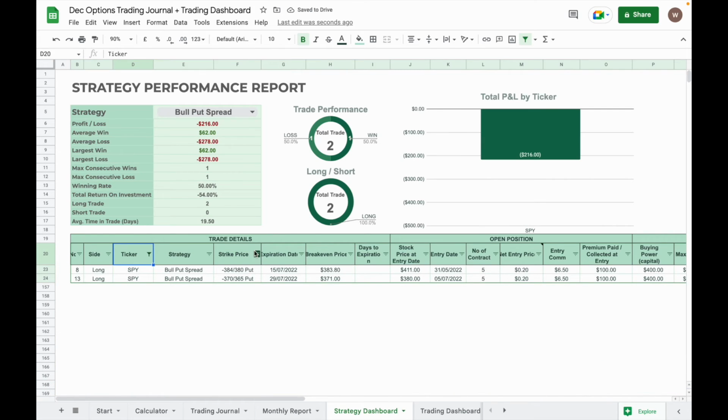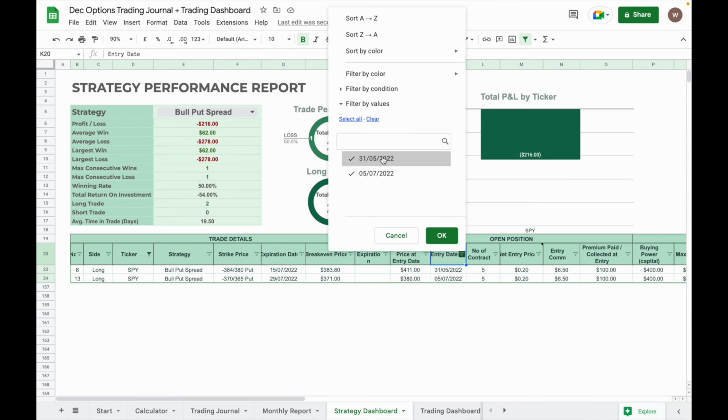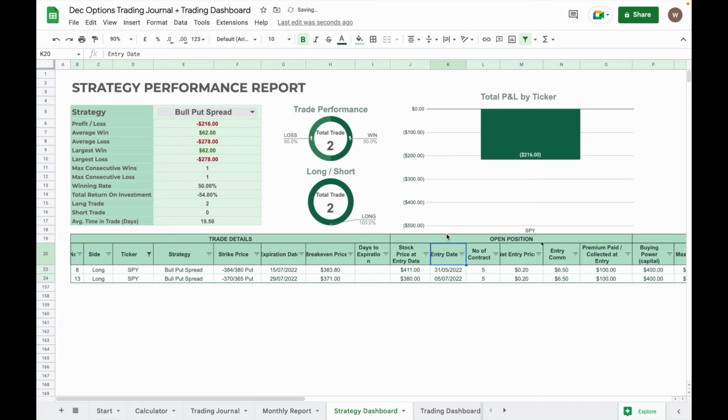It will show me how much profit and loss I made from trading SPY using the bull put spread strategy. If I want to narrow down, I can also select my entry date. Here you can select which entry date you want to view, and it will also show you the statistics and the summary here. This is very useful for those who want to keep track of their option trading when they roll a lot, and want to keep track of their profit and loss.